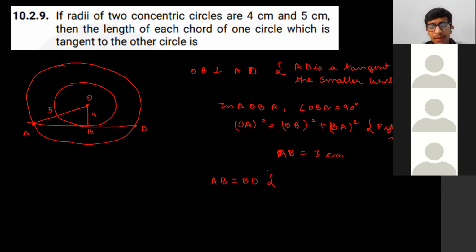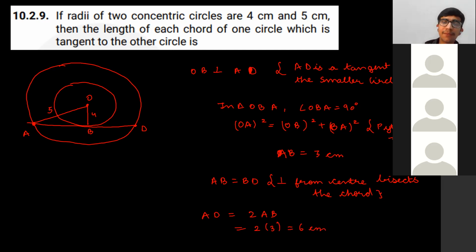Now, since you have to calculate AD, you'll write that AB is equal to BD, and the reason is that a perpendicular from the center bisects the chord. So therefore, AD is equal to 2 times AB. So 2 times 3, and this is equal to 6 centimeters.